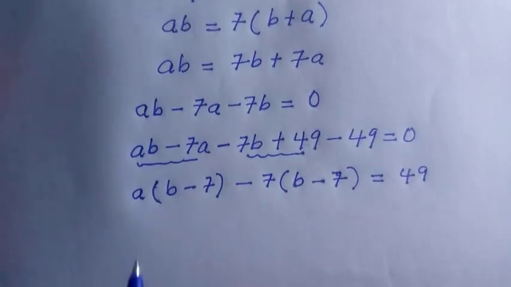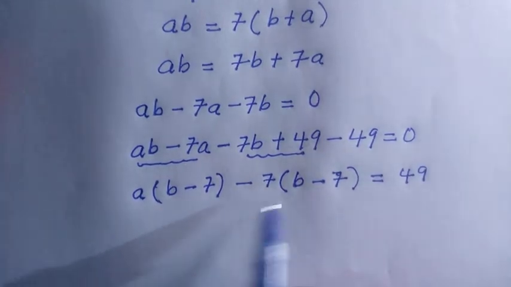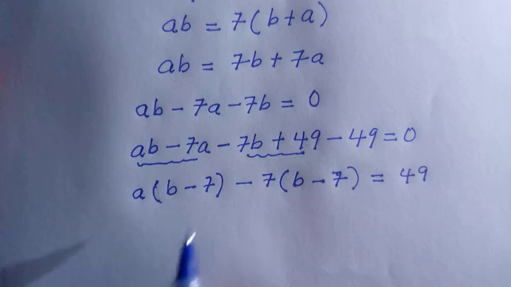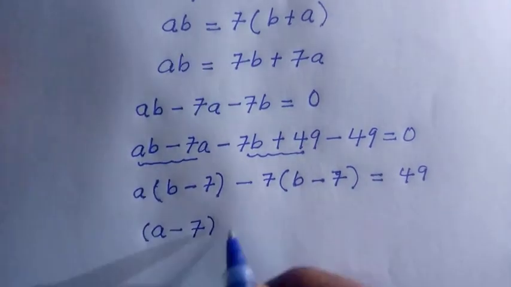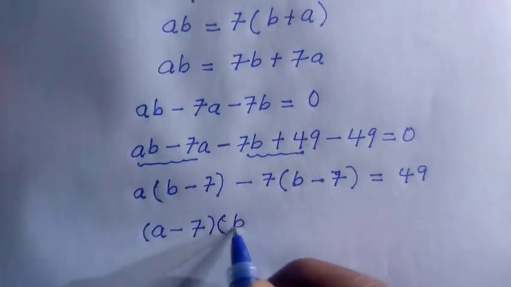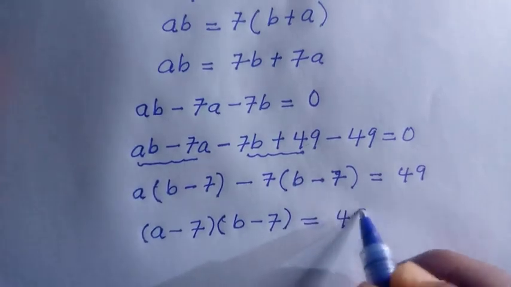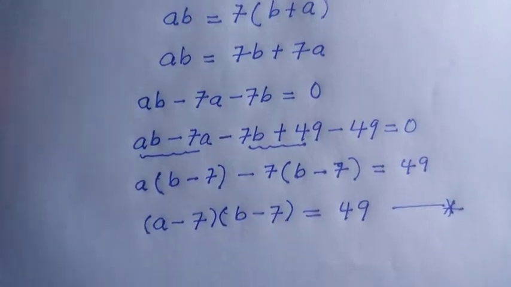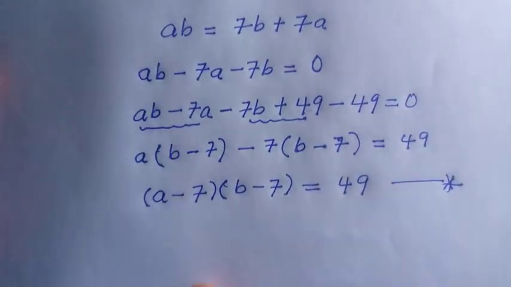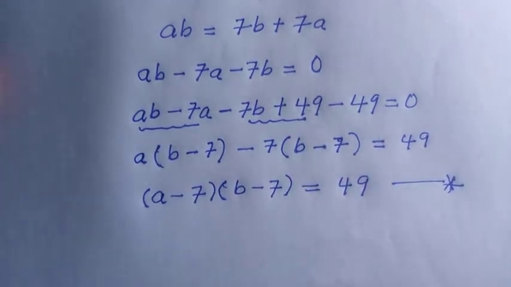So here we have the same thing, b minus 7, b minus 7. We combine their coefficients together as a minus 7 in bracket, then open bracket, b minus 7 equals 49. So we have to solve these equations, as we are going to get the values of a and b for these two expressions to be equal to 49.